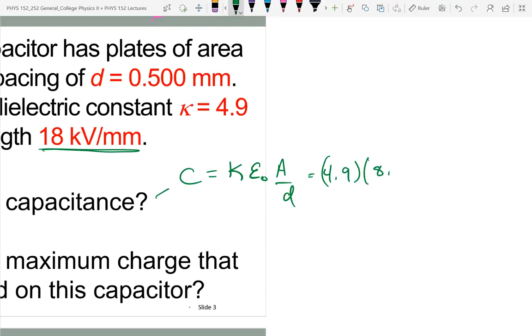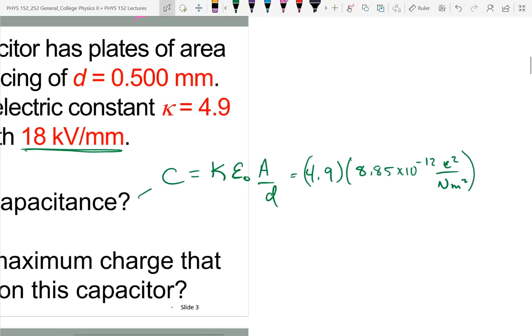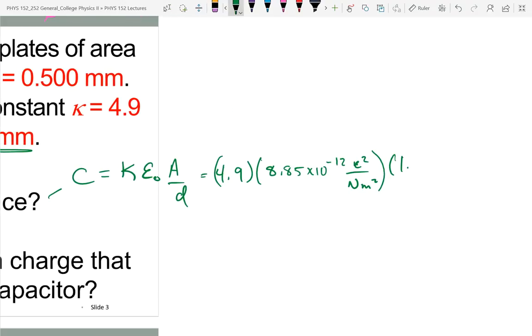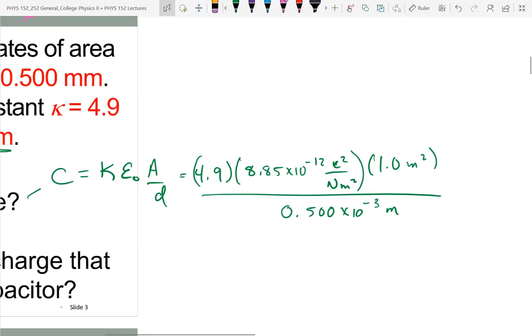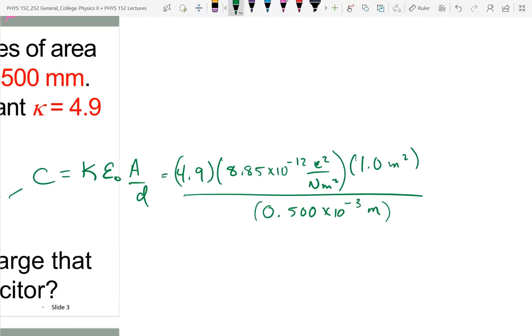Epsilon 0, what's the value for epsilon 0? I think it's this. Can somebody check? And then the area divided by the separation. Notice I changed the unit on the separation from millimeters to meters. Did somebody get the permittivity of free space? And is it 8.85 times 10 minus 12? Okay. So we just put these numbers in our calculator. Somebody else who wasn't looking it up, what do we get when we put these in the calculator?